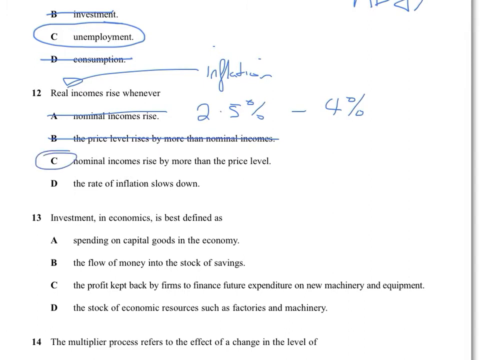Nominal income rises by more than the price level. That's obviously right, which is what's actually happening in the economy right now. People's incomes might be going up by, say, 1.8%, but inflation's only going up by 1.7%. So actually, people's real income is going up by 0.1%.